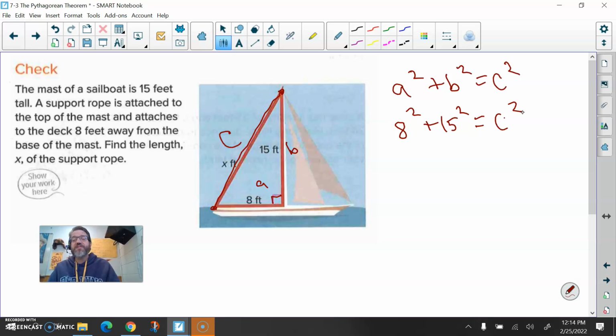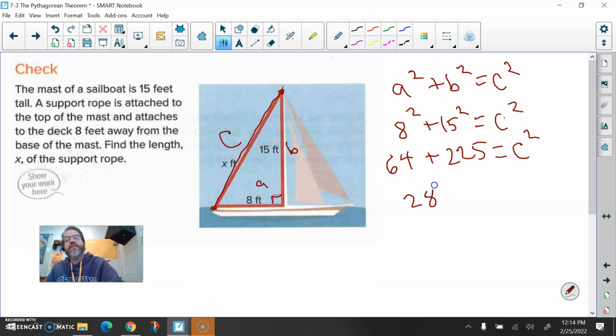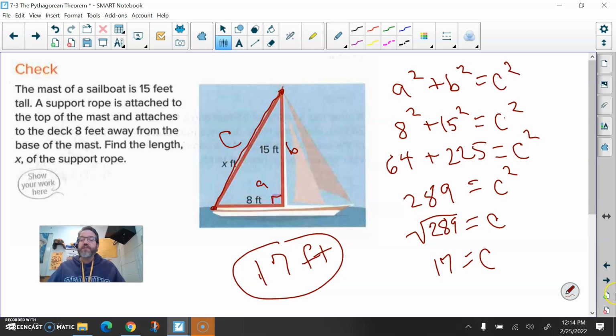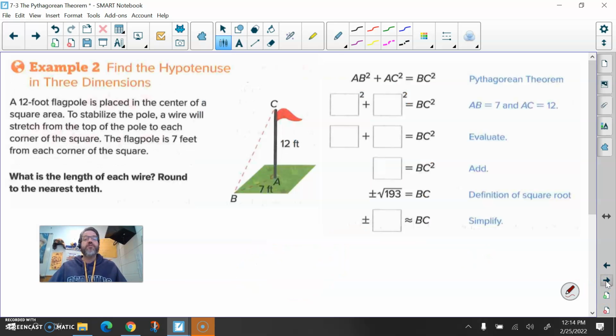Are you getting the feel for this and how easy this is? 8 squared is 64 plus 15 squared, that's 225, equals C squared. Add those together, you get 289, which is equal to C squared. So C is going to equal the square root of 289. Use your calculator to find that. It works out to exactly 17. So that support rope there is 17 feet long. Okay? So hopefully you're finding this is pretty easy to do.